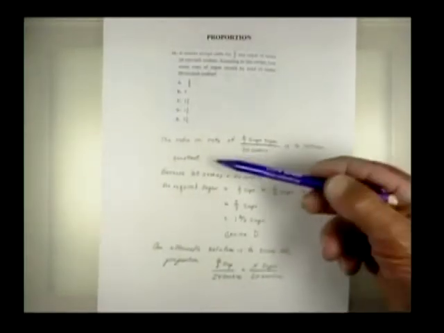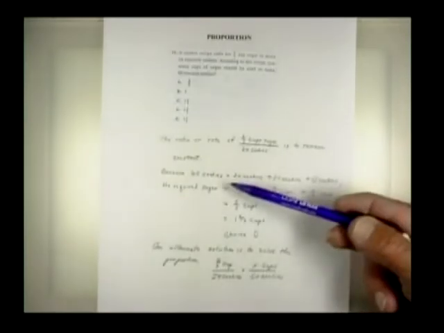In this problem, a cookie recipe calls for 2/3 cup sugar to make 24 2-inch cookies. According to this recipe, how many cups of sugar should be used to make 60 2-inch cookies? The ratio or rate of 2/3 cup sugar to 24 cookies is to remain constant.